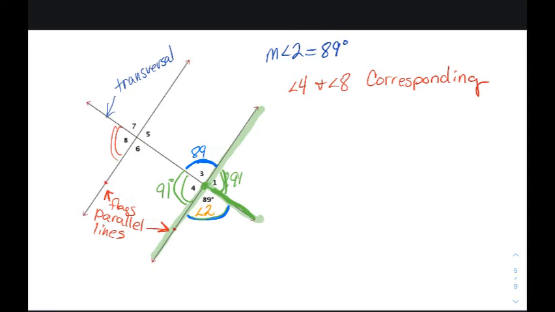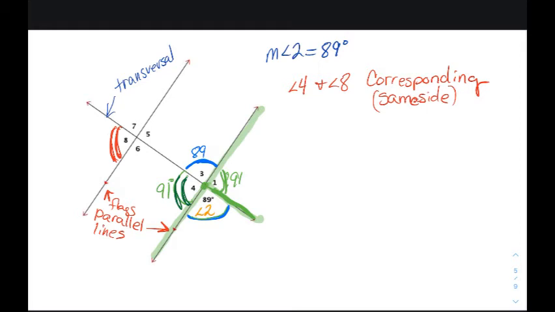Sometimes they're called same side. But they're not inside. They're not interior or exterior. You'll notice there was one here that's on the outside. So like 8 is on the exterior of our two lines, whereas 4 is inside. It's between the two parallel lines. Okay, but they're known as corresponding angles.